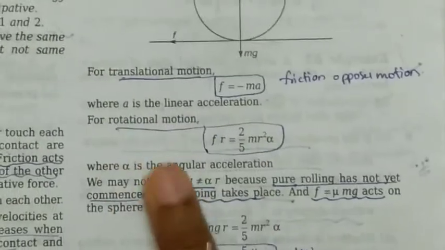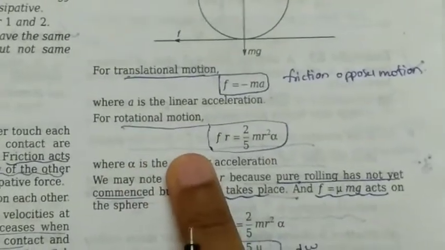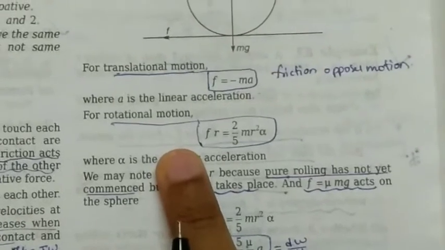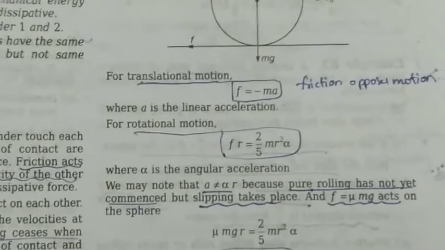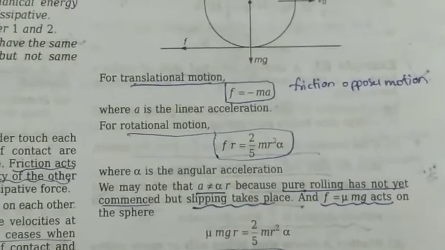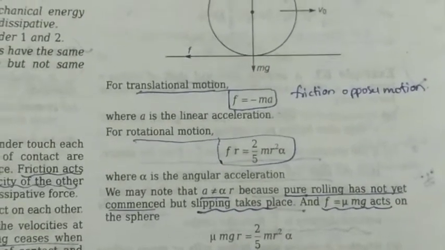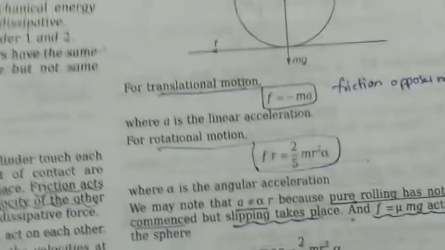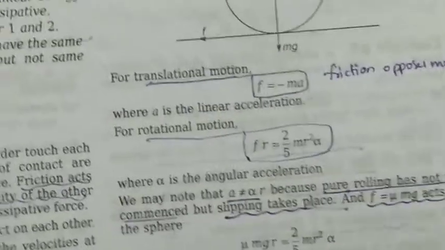And for rotational motion, if we consider the case of rotational motion, in that case torque would act. In linear motion, force acts on the body; in rotational motion, torque acts on the object.